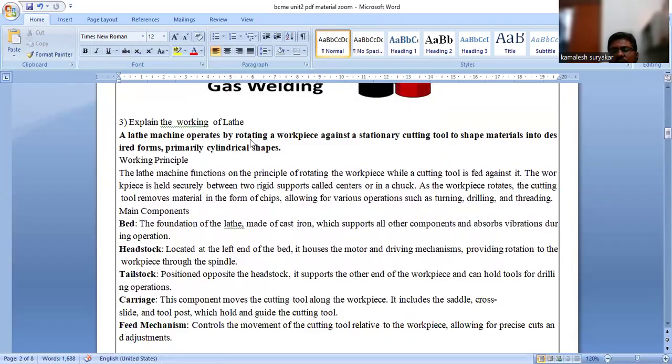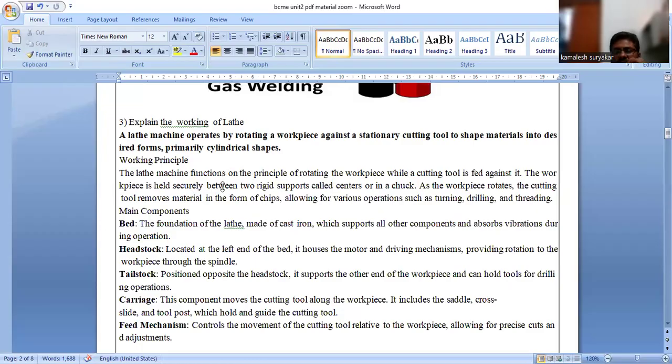The third question is: explain the working of lathe machines. The definition says the lathe machine operates by rotating a workpiece against a stationary cutting tool. So the workpiece is there, which is rotated. Now the tool is here, to shape the materials into desired forms, primarily cylindrical shapes.